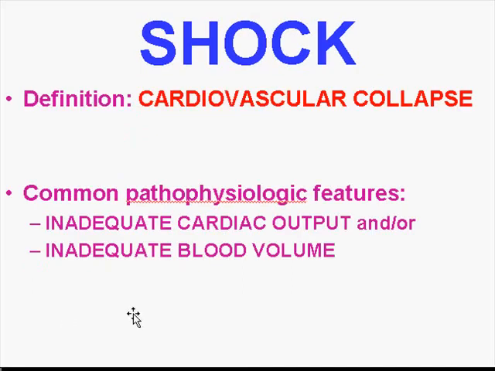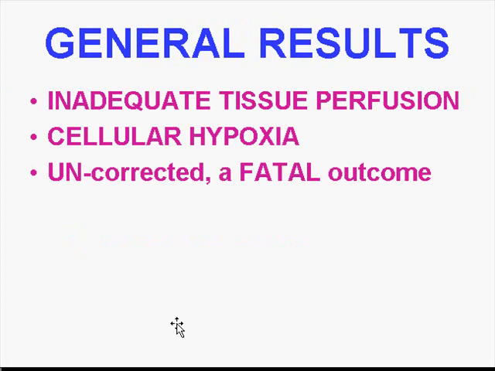Shock is cardiovascular collapse, whether it's due to the heart, the blood vessels, or a bacteria acting in overwhelming sepsis. The common pathophysiologic features are either inadequate cardiac output to perfuse the entire body and/or inadequate blood volume. The overall general result is total body inadequate tissue perfusion, or inadequate perfusion of vital organs, and ultimately cellular hypoxia, death, and the kinds of things we talked about in Chapter 1. Shock is very serious, has a high mortality, and total body inadequate perfusion would almost certainly have a fatal outcome unless it could be corrected in only the early stages. In the latest stage, there's nothing you could do.